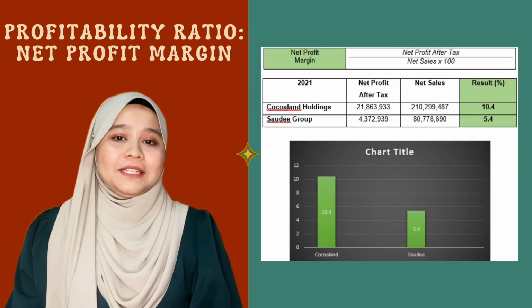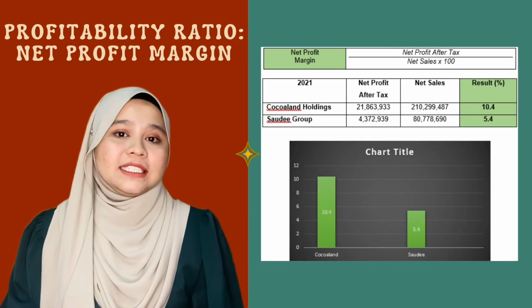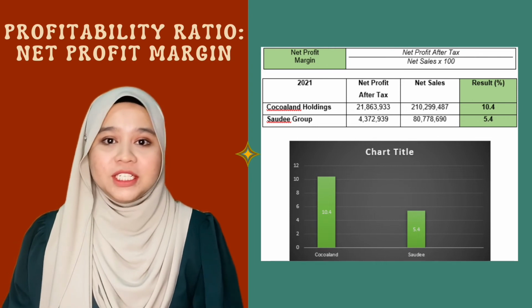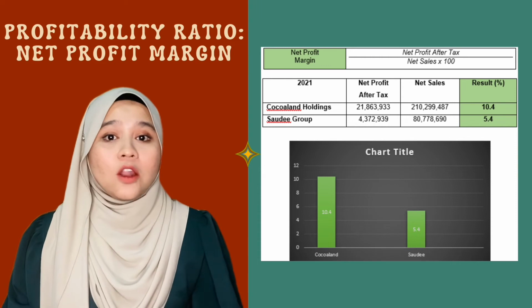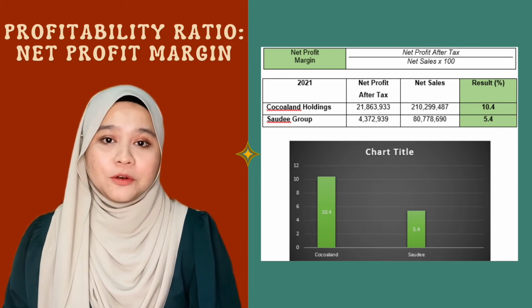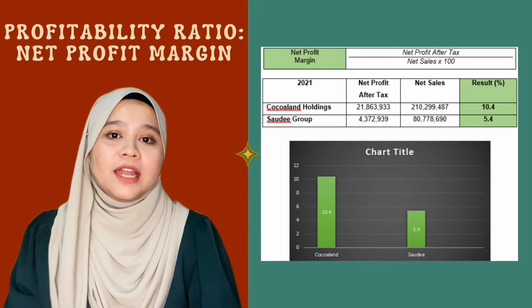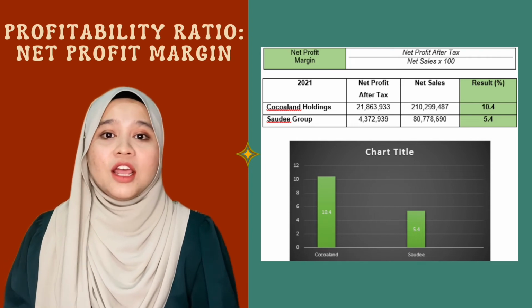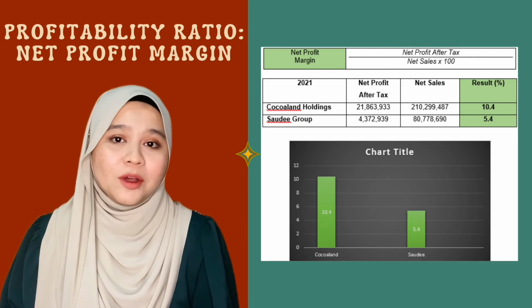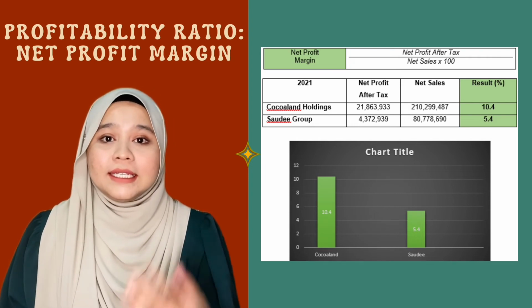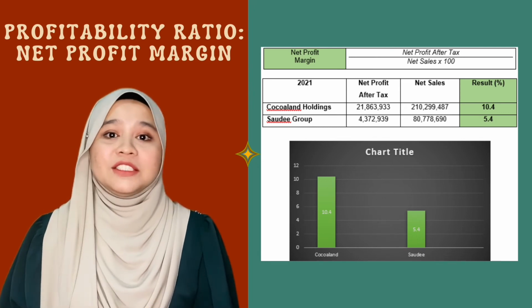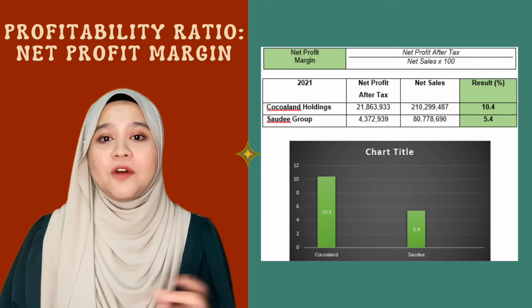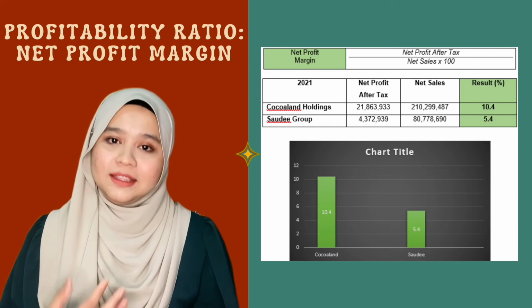For the last of this analysis, we can see Saudi Group's net profit margin is significantly smaller than Coquelin Holdings Berhad. The lower net profit margin of Saudi Group suggests that it may have an unproductive cost structure with a weak pricing policy. As a result, this is a source of concern since a large gross profit margin is required in business to achieve operating and net profitability.